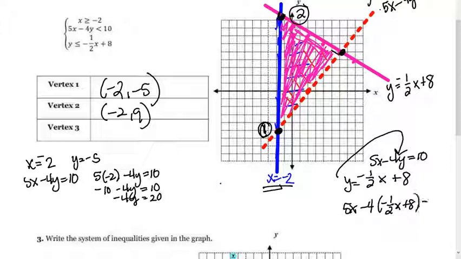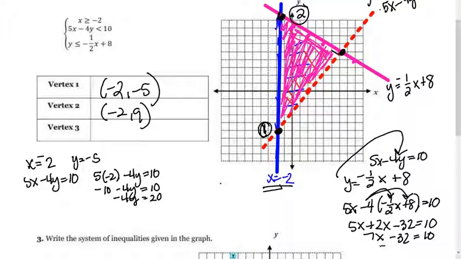times negative 1/2 x plus 8 equals 10. Okay, so here's where I saw a lot of people in my class making mistakes, this distributing part. You should have 5x. You're going to take negative 4 times negative 1/2 and get a positive 2x. And then again, negative 4 times positive 8, you're going to get a negative 32. So now I have 7x when I combine like terms. I have 7x equals 42. When I divide, I get x equals 6.